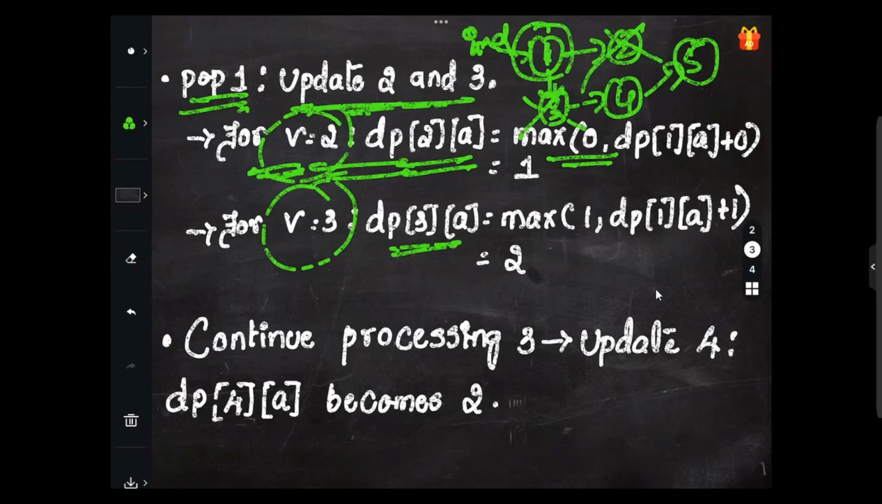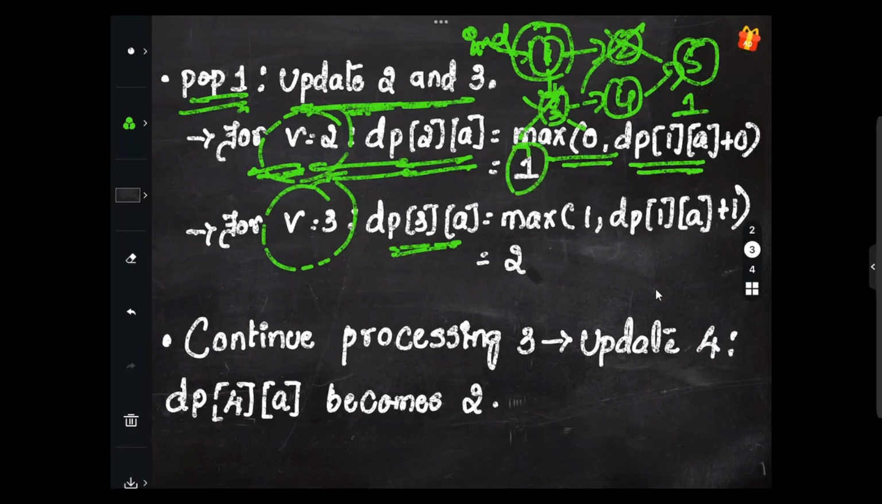So this one will be max of 0 comma dp of 1a, right? So dp of 1a is 1, so this will be 0 comma 1 plus 0, which is nothing but 1. Total final answer is 1, right?